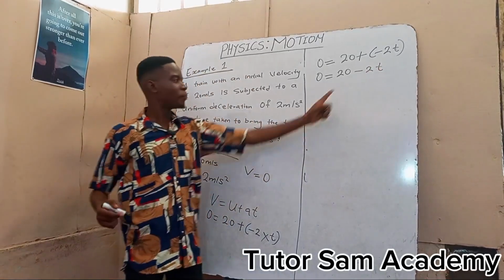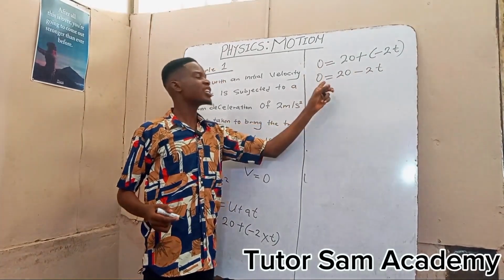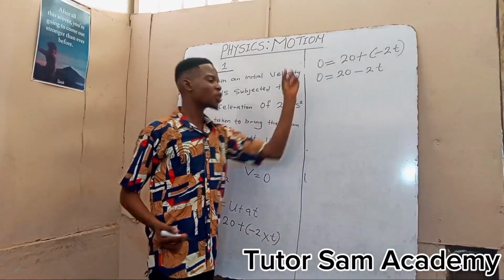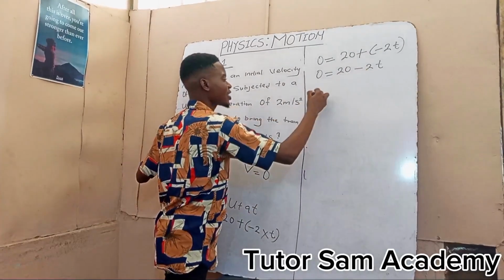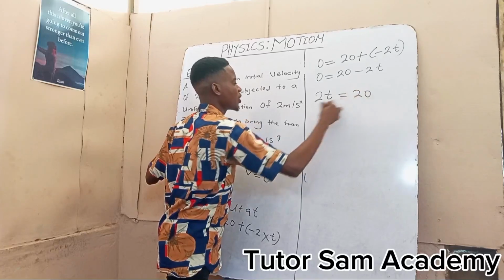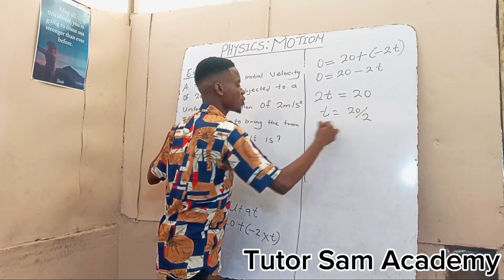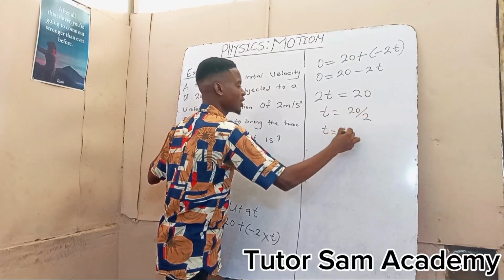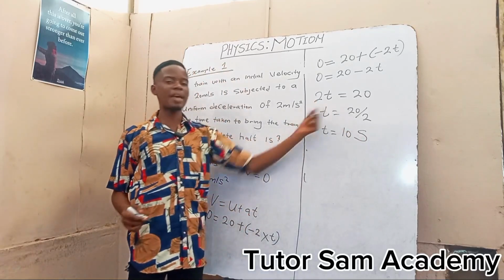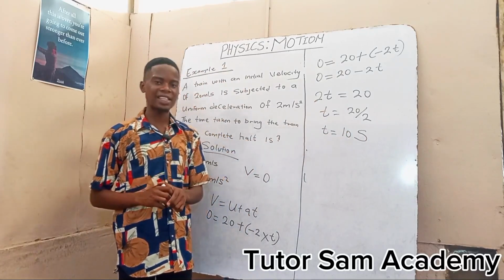So I can bring this minus 2t to this side, and whenever anything is crossing the equal sign, the sign will not remain the same. That is, if it is minus here, it will surely become plus here. So since I have minus 2t here, it will become 2t is equal to 20. Therefore, t is equal to 20 divided by 2. Then t is equal to 10 seconds. So what I did here is divide both sides by 2. So our t is 10 seconds. So this is the first example.